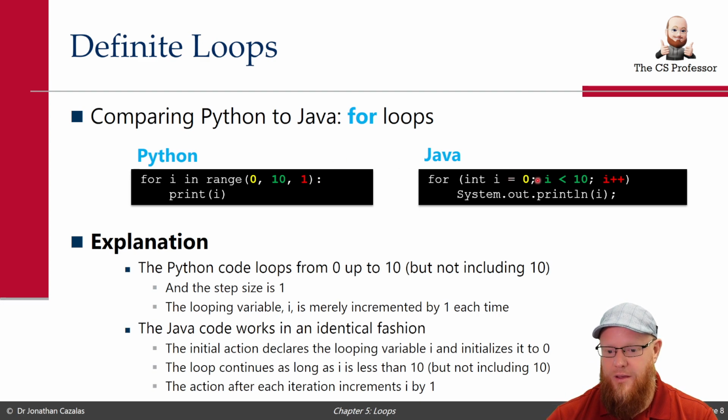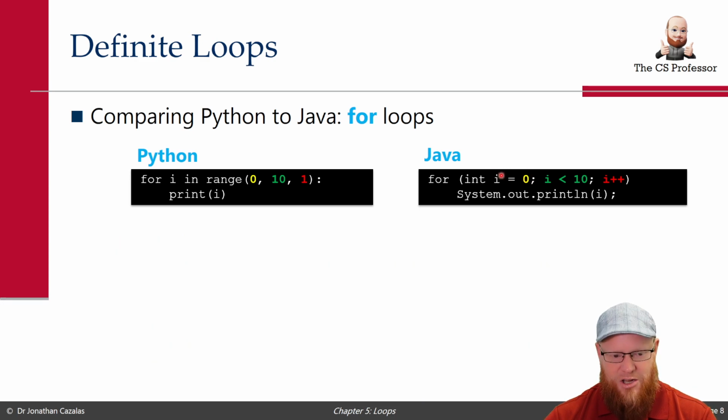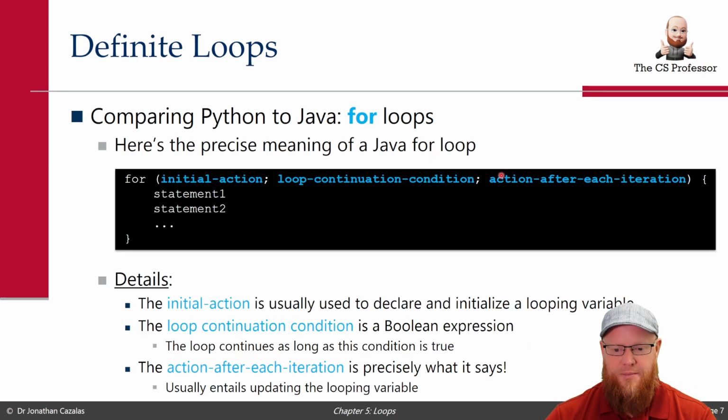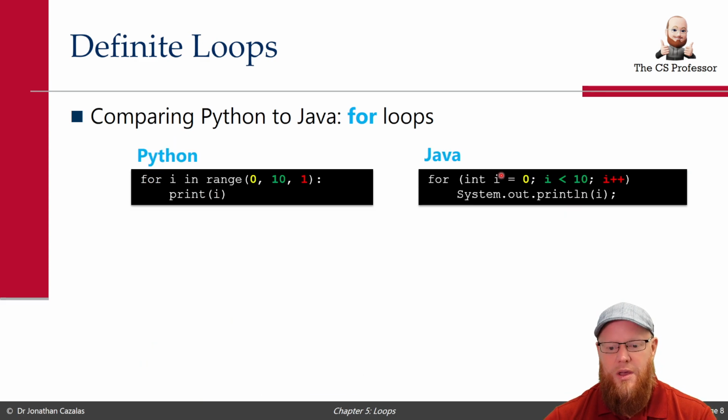In Java, notice the highlighting in the colors. The initial action is what we called it. The initial action, that first portion in the loop, is where we're going to initialize our loop variable I, and we initialize it to 0, and we also have to declare it if it's the first time we're using it, and usually that will be the case.